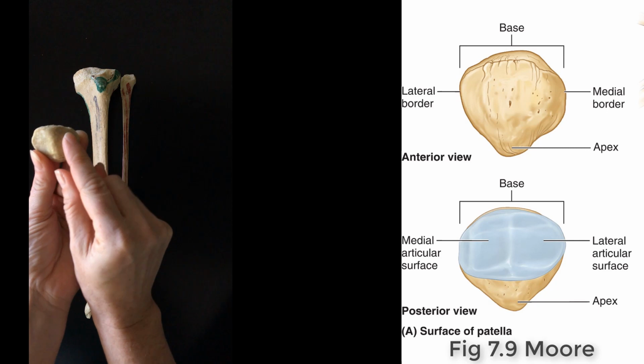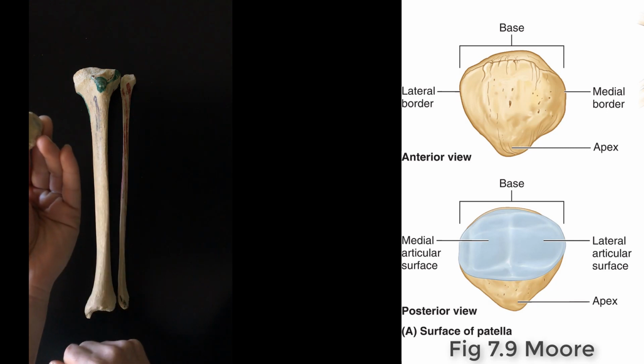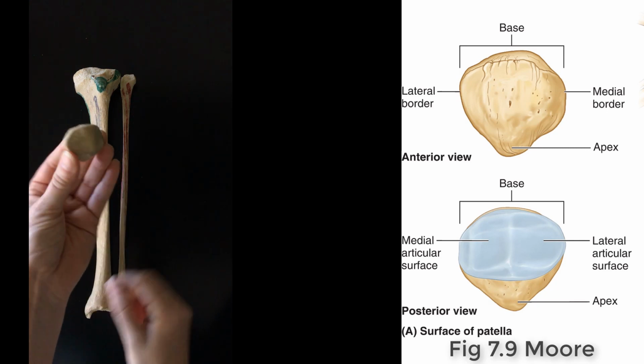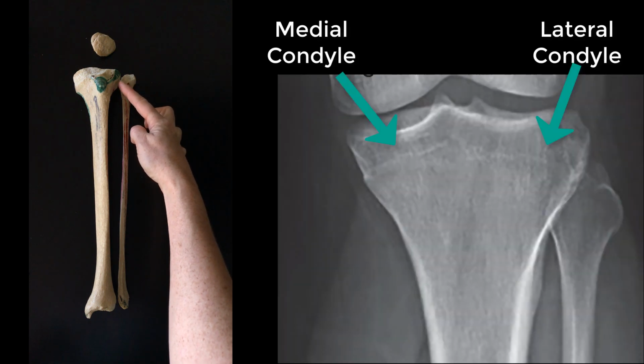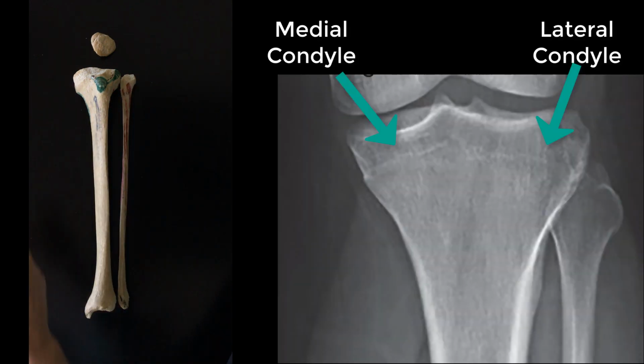And on the back, there's two articular surfaces called the medial and lateral articular surface. So the tibia, the proximal end is very broad, the distal end's a little narrower. At proximal ends, we call this the medial and lateral condyle. So this is obviously the lateral condyle, the medial condyle, and then we call this the shaft.